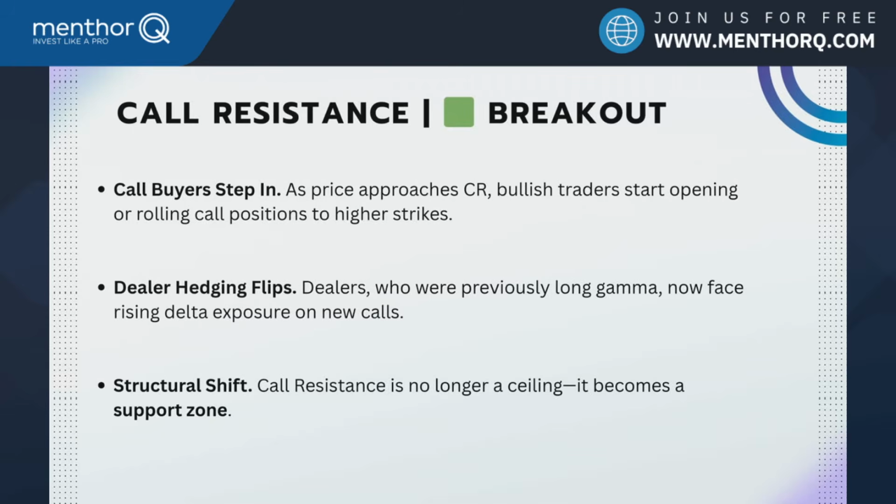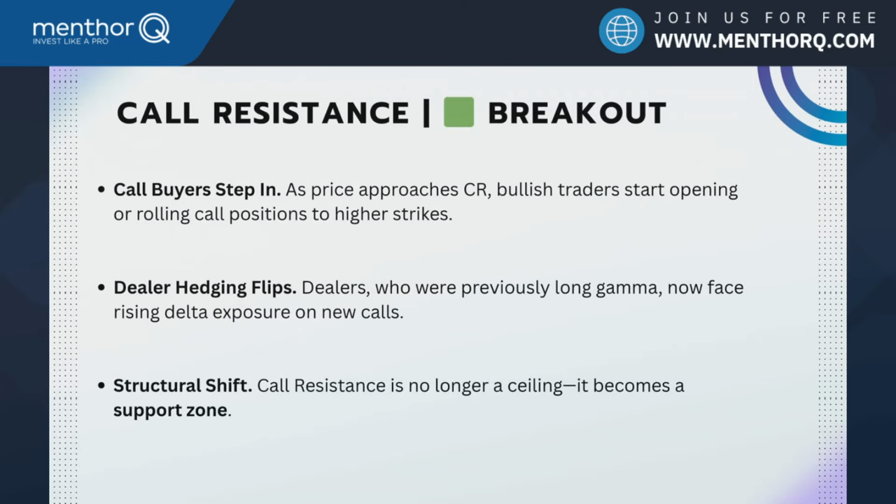All right. Then we also have a second scenario on how we can trade the core resistance, and in this case we are talking about the breakout. So what's happening behind the scenes? Call buyers step in. As the price approaches the core resistance, bullish traders start opening or rolling call positions to higher strikes. They believe the price could go much higher, so they take bets and positions on higher strikes.